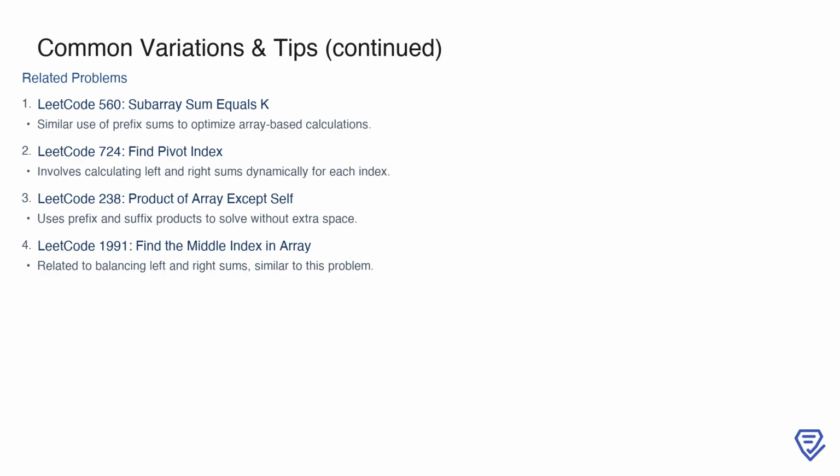This type of problem is closely related to several others on LeetCode, which can serve as excellent practice for building your skills. For instance, LeetCode 560, subarray sum equals k, also relies on prefix sums to optimize calculations involving arrays. Similarly, LeetCode 724, find pivot index, involves dynamically calculating left and right sums for each index, which is conceptually similar to balancing sums in this problem. Another related problem is LeetCode 238, product of array except self, where prefix and suffix products are used to achieve the result without extra space.